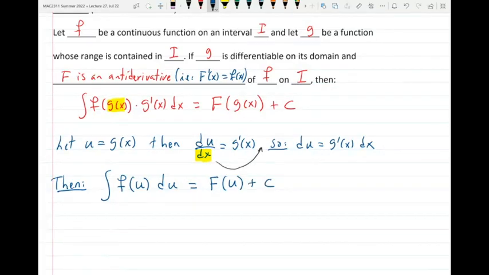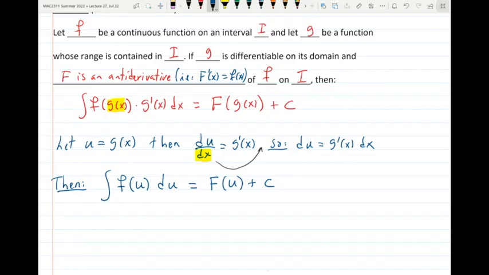Okay? Once you go through this process, at the end, remember, this substitution is just a technique that you use to make your integral simpler. You solve it, but then you have to put back whatever u was equal to, which in this case is the function g. Okay? And this is where you see the substitution taking place.